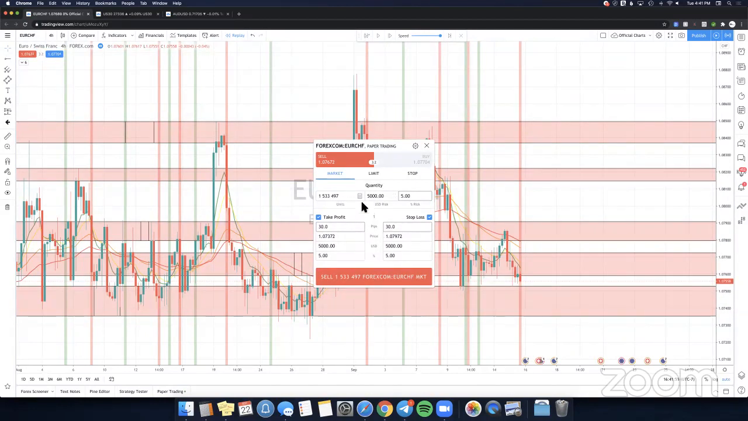Instead of having to figure out what your lot size is and calculate all the risk on your own, you literally just type in the risk right here, like 5% or 3% or 1%. It's really up to you, and it just automatically does it. And then you can pretty much just do that for every single trade.